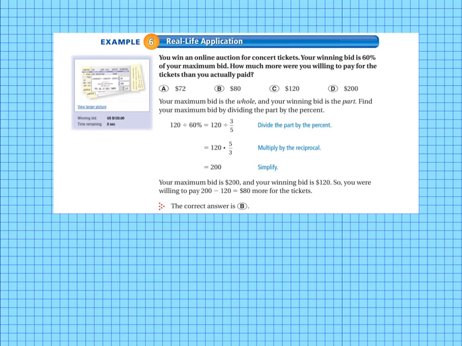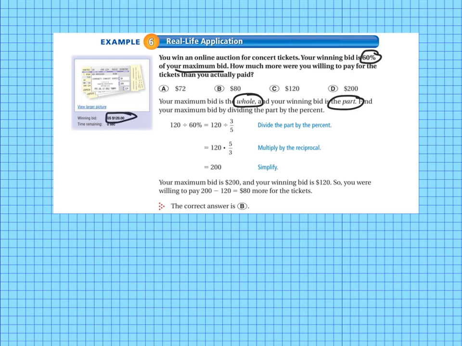And our last example for today, we had a lot of them, is you win an online auction for concert tickets. Your winning bid is 60% of your maximum bid. How much more were you willing to pay for the tickets than you actually paid? And this is multiple choice. So your maximum bid is the whole. So we don't know what our whole was. And your winning bid is the part. Find your maximum bid.